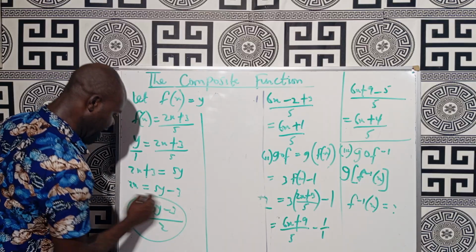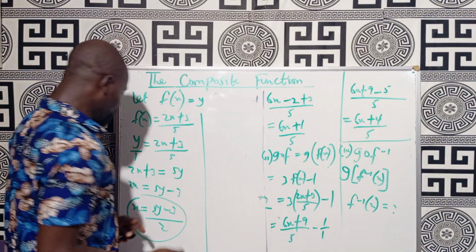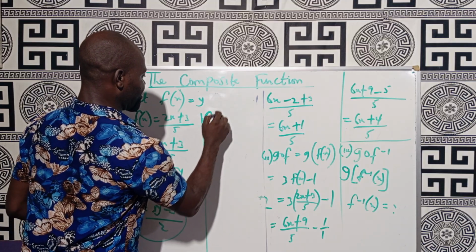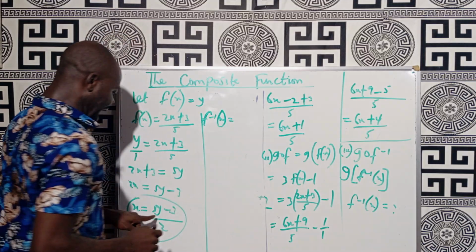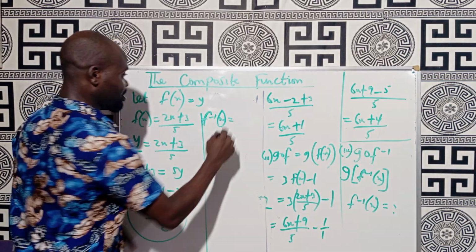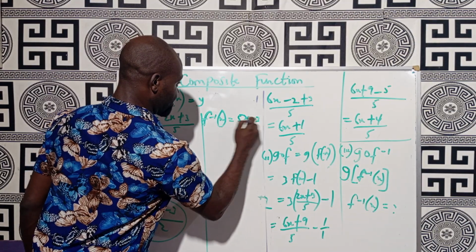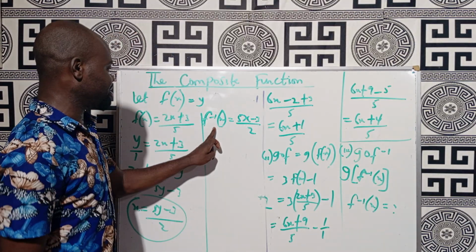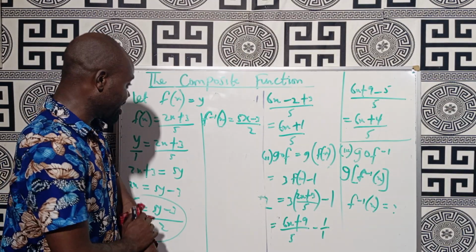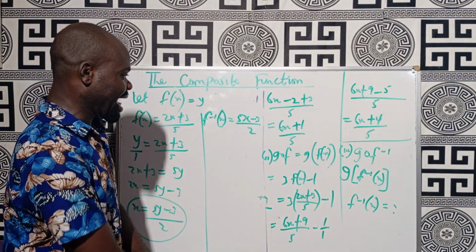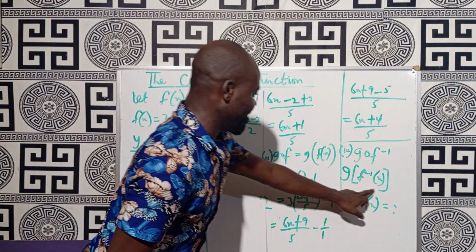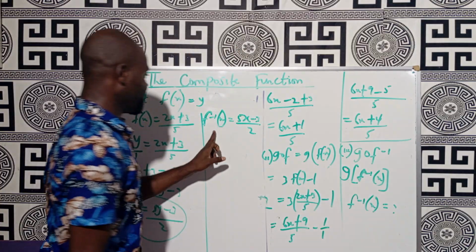So I have made my x the subject of the formula, which means that my inverse, f minus 1 of x, I'll just remove the y here and put x there. I've done it before in my previous class. So that's 5x minus 3 all over 2. I've gotten my inverse f minus 1 of x here. Understood? So since I've gotten my f minus 1 of x here, I can now input it back. So g of f minus 1 of x that I just got.